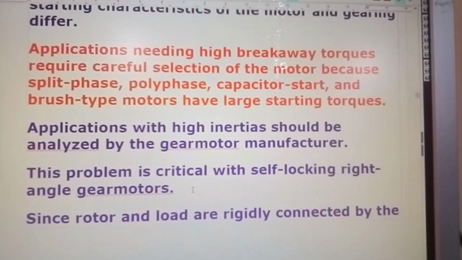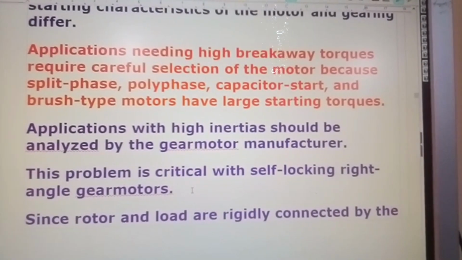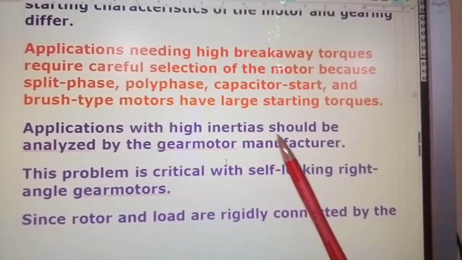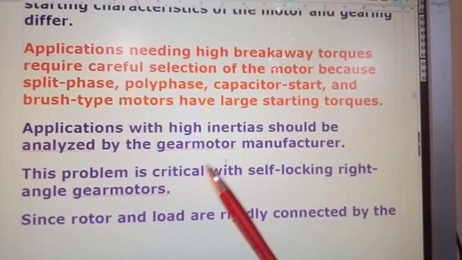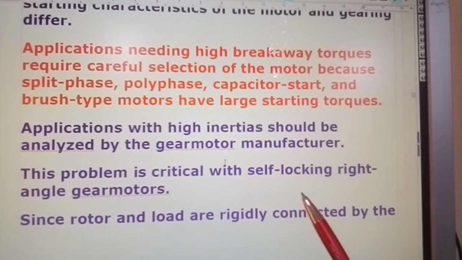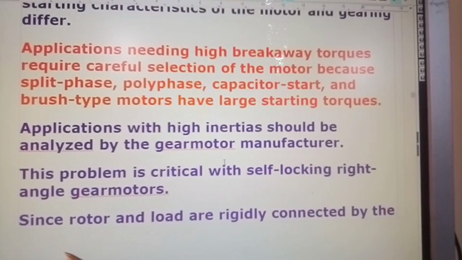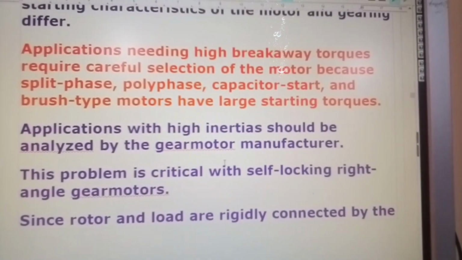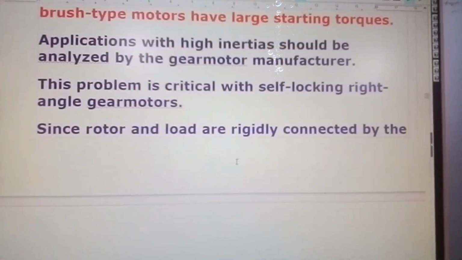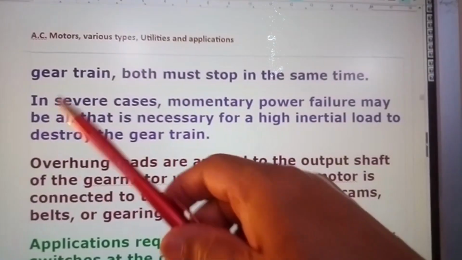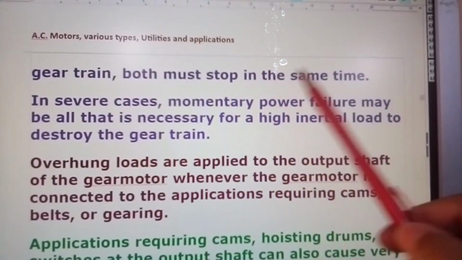Now just let me remind you that this is session 3 of various types of motors and applications. Applications with high inertias should be analyzed by the gear motor manufacturer. This problem is critical with self-locking right-angle gear motors, since rotor and load are rigidly connected by the gear train. Both must stop in the same time.